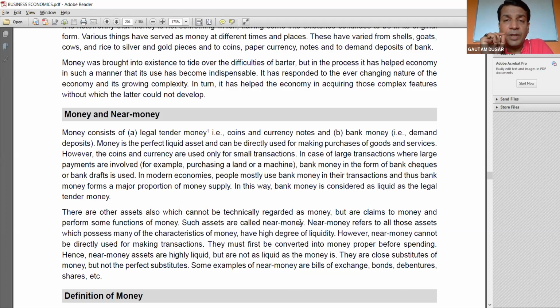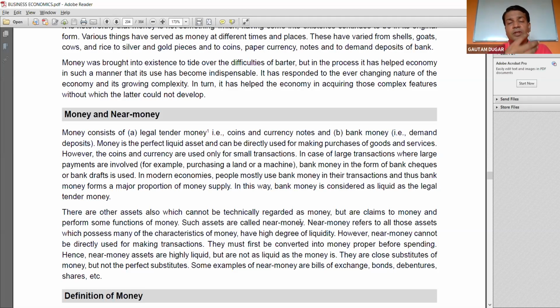That means if you're having the old notes of 500 or 1000, which were demonetized on 8th of November 2016, you have those notes with you, they are no longer money, right? You may be having the currency notes of maybe Nepal, maybe China, maybe dollars of US. They're not money in India. If talking in India, they're not legal tender money. In India, the currency which is backed by the RBI, issued by the government, that is money, right? So money consists of legal tender money, currency and the currency notes, and also the bank money.